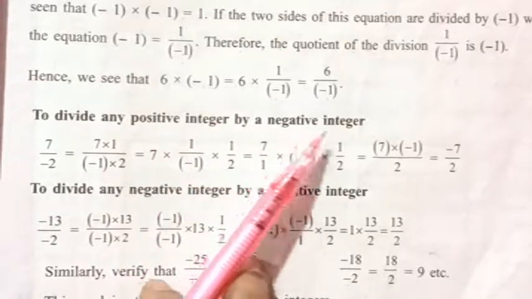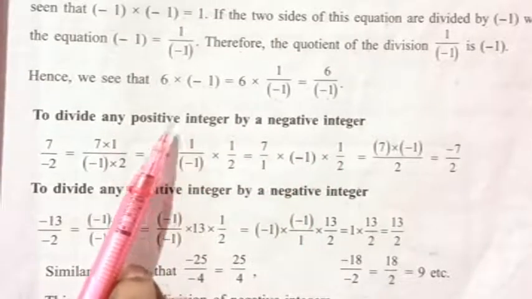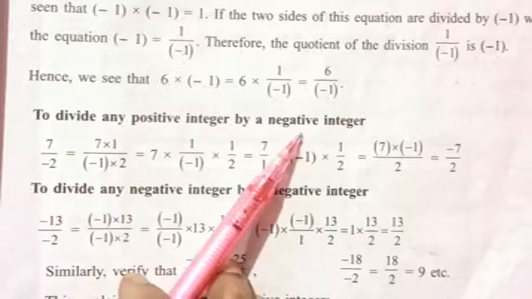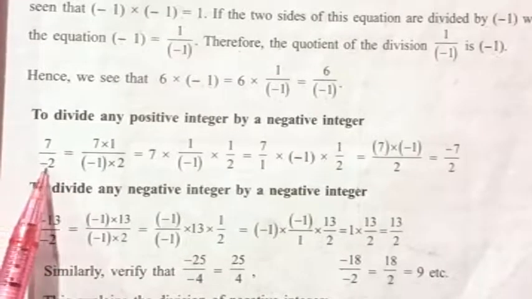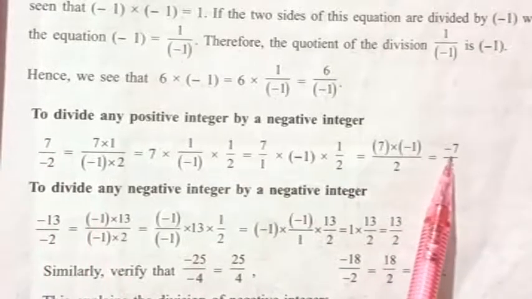Now, how do we divide a positive integer by a negative integer, and a negative integer by a positive integer? That we are going to study. The first one they have given is 7 upon -2. That means the -2 in the denominator, we have to make negative in the numerator. So the answer is -7 upon 2. First it was 7 upon -2, then it became -7 upon 2.